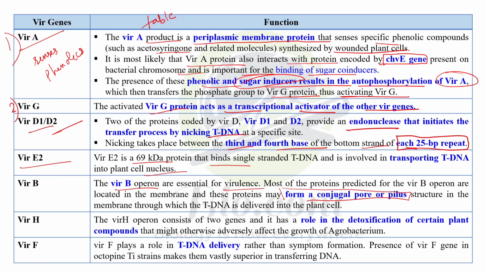यानी Vir B gene क्या करता है, deliver कराने के लिए क्या बनाता है, conjugation tube like structure और pilus बनाता है. You have to remember it. And transport के लिए ये काम आता है. And अगर D की बात करें तो ये क्या है, ये है endonuclease.